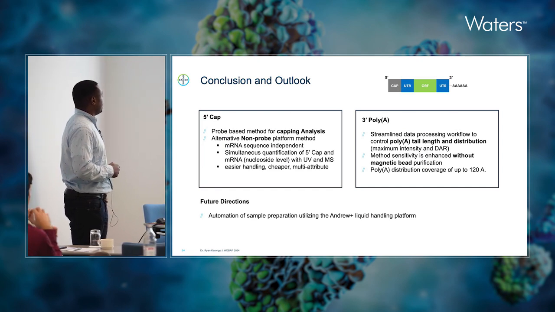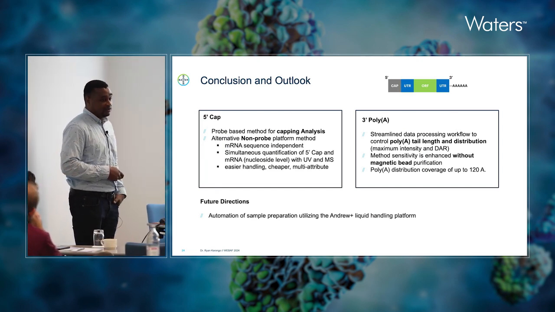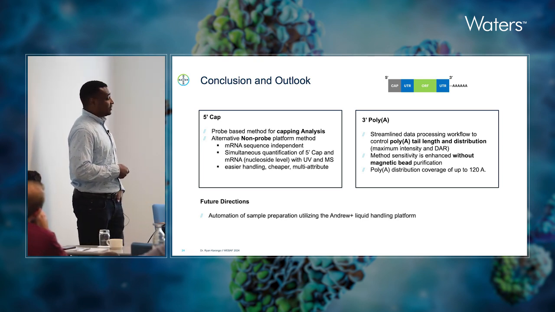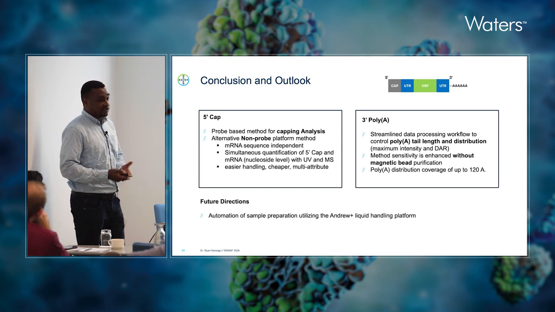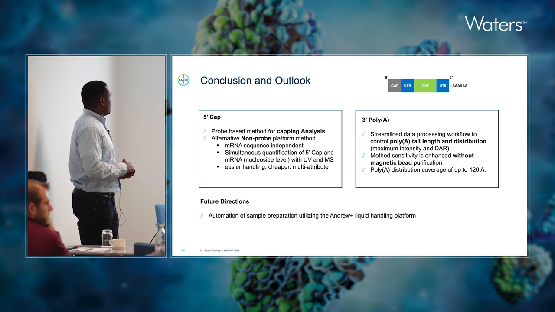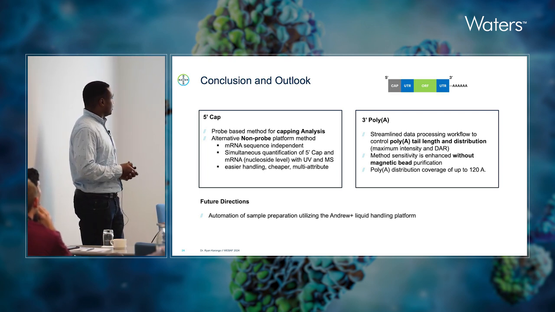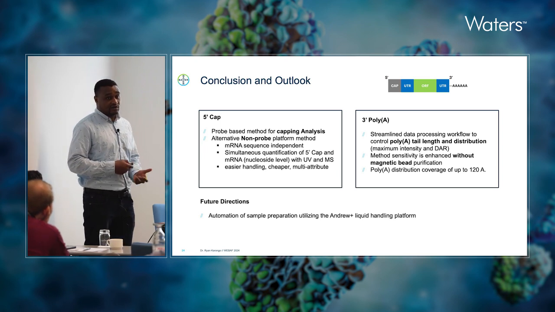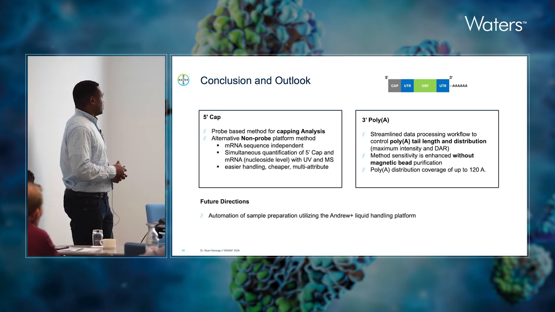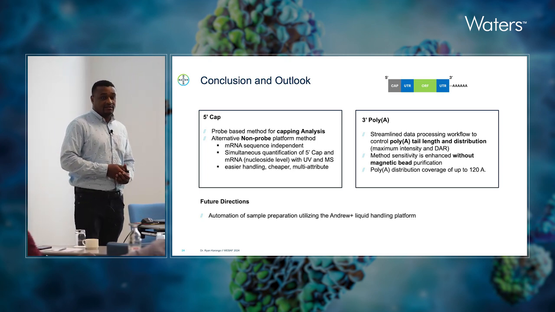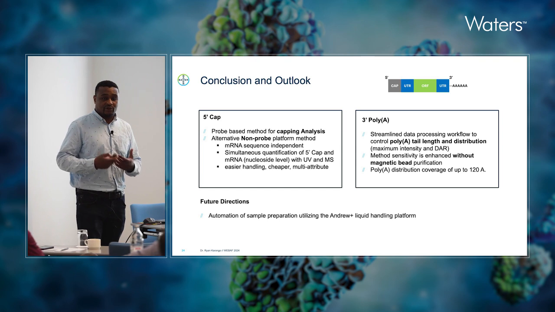So in conclusion, we use a probe-based method for capping analysis in order to determine the capping efficiency. And depending on the method of synthesis, we can expect cap 0 structures or not. However, we also decided to implement a platform method with which we can both detect the 5-cap and also use the UV detection for composition analysis. So it's a multi-attribute method, which is easier in handling and cheaper, because we don't need to purchase any probes.